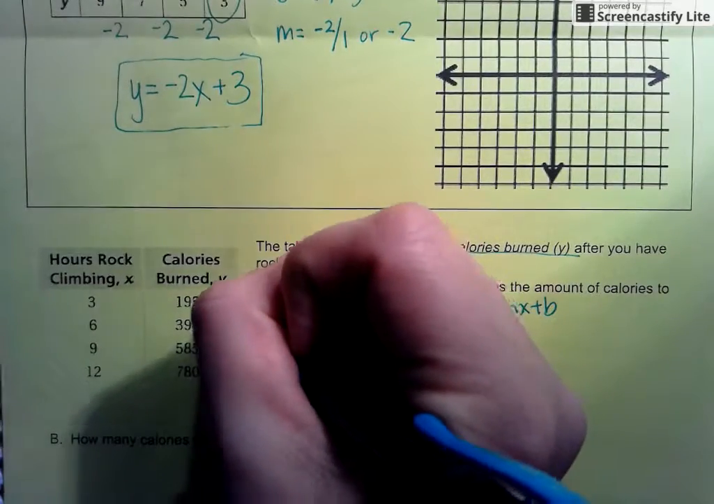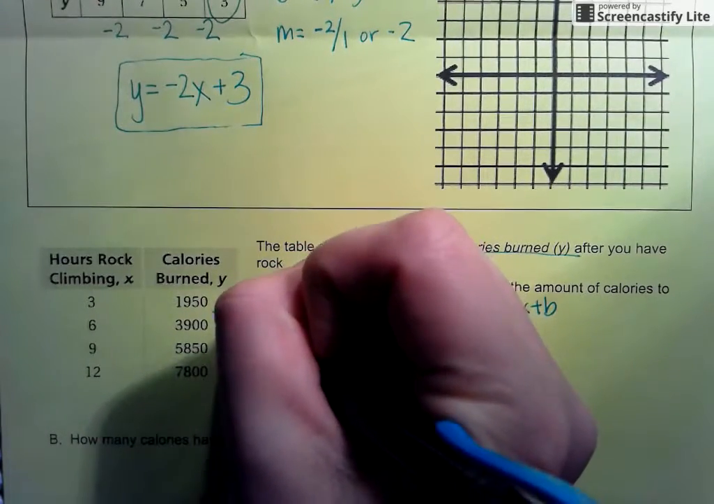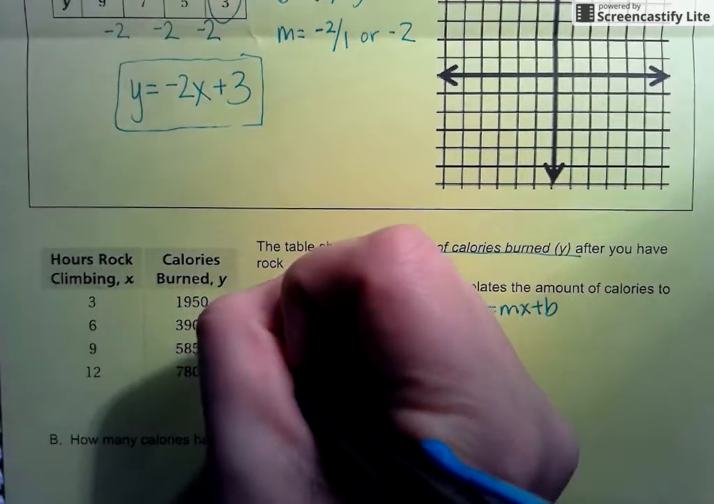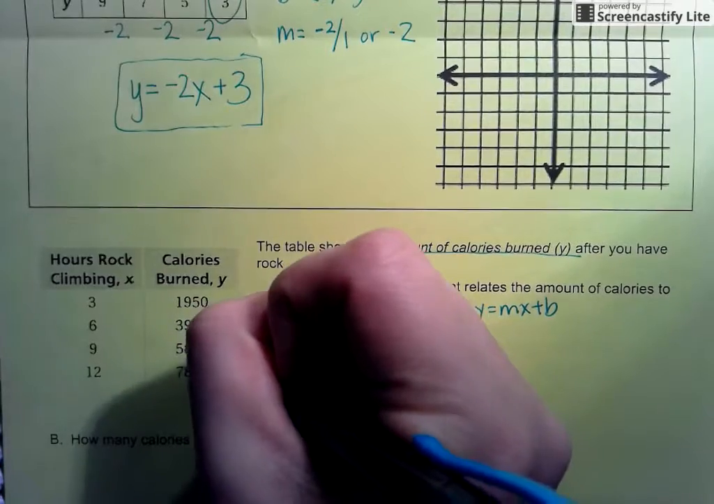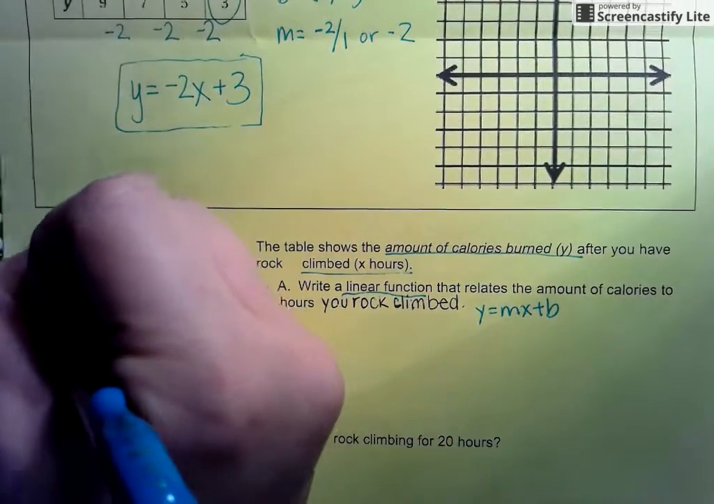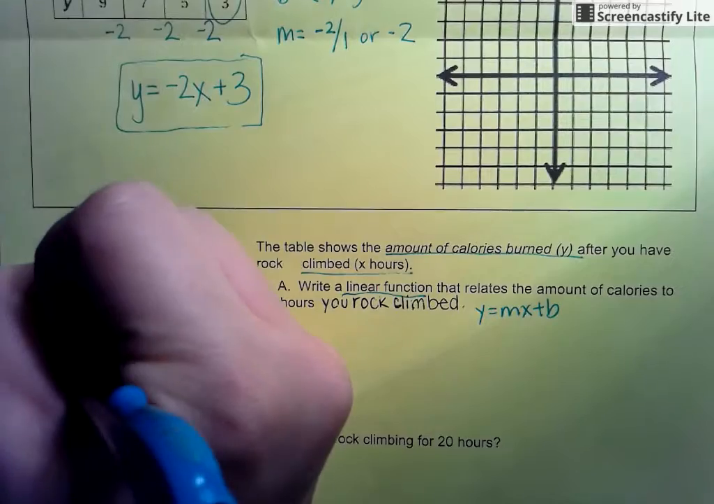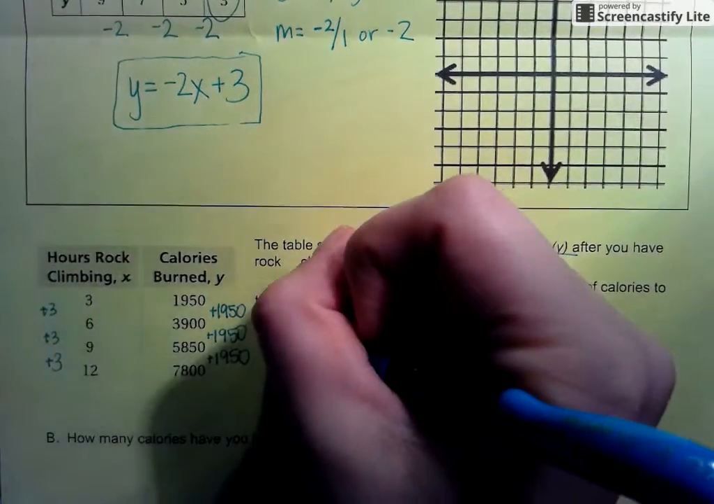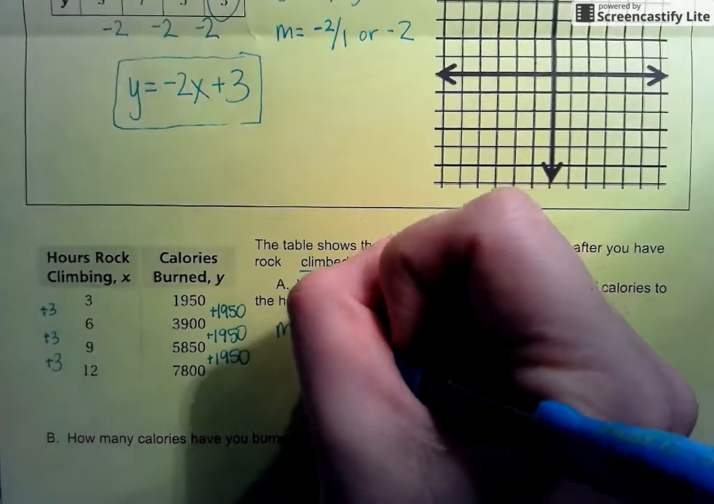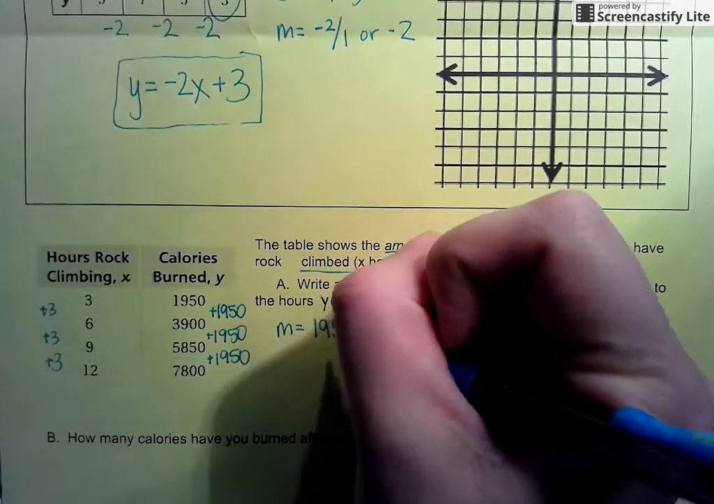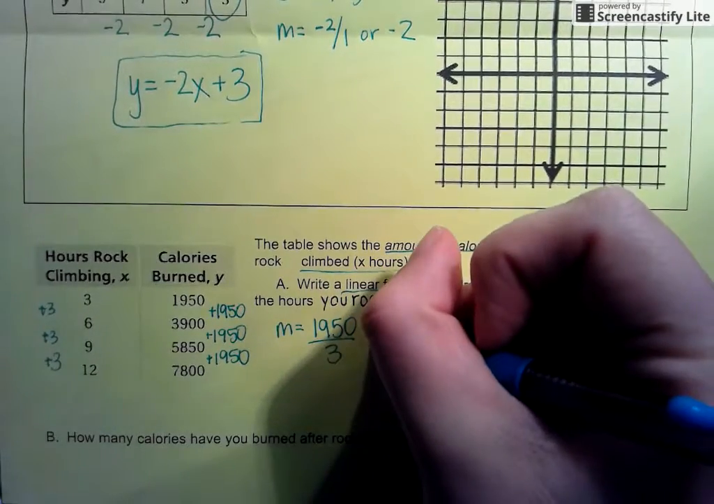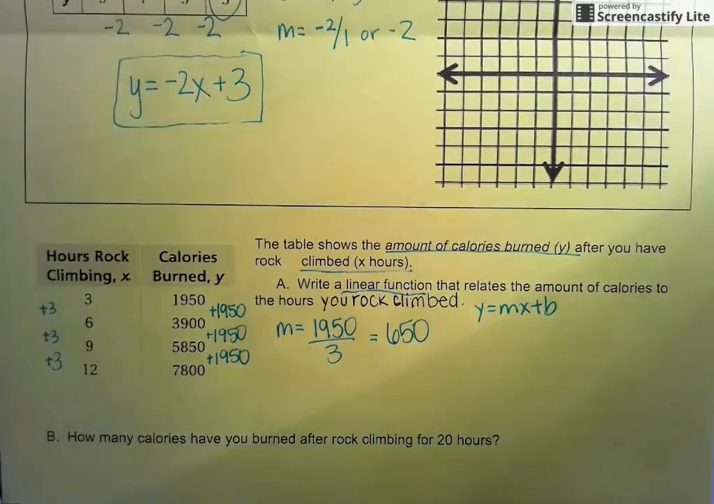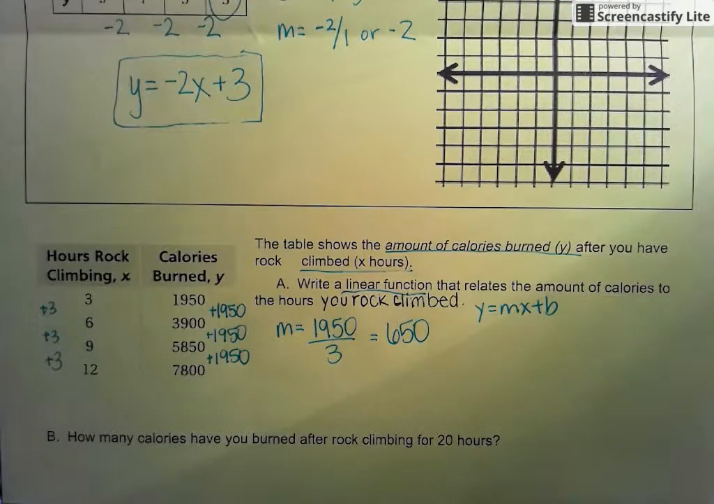Well, I notice that's adding 1,950. And if you keep doing that, it's going to go up by that same amount. And I notice that this is plus 3, plus 3, plus 3. So my slope in this case is always my y over my x. So I have 1,950 over 3, which is going to simplify to 650. So far I have my slope.